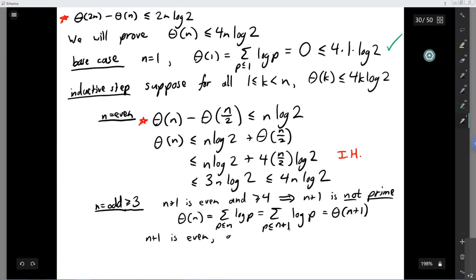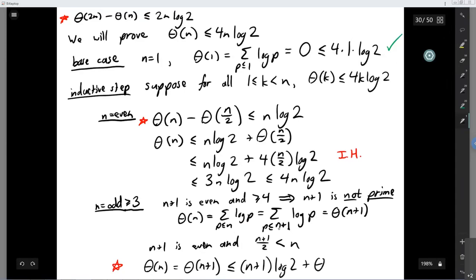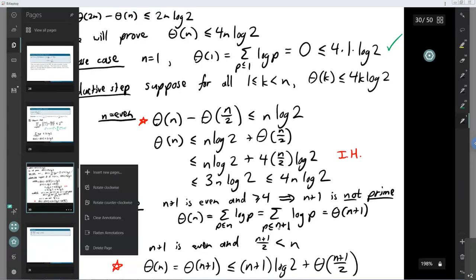N plus 1 is even, and n plus 1 over 2 is strictly smaller than n. So we can use the relationship we proved on the previous slide once again. Theta of n, that's the same thing as theta of n plus 1, which is bounded above by n plus 1 log 2 plus theta of n plus 1 over 2. And now I took a little bit more space than I expected, so I need another page.